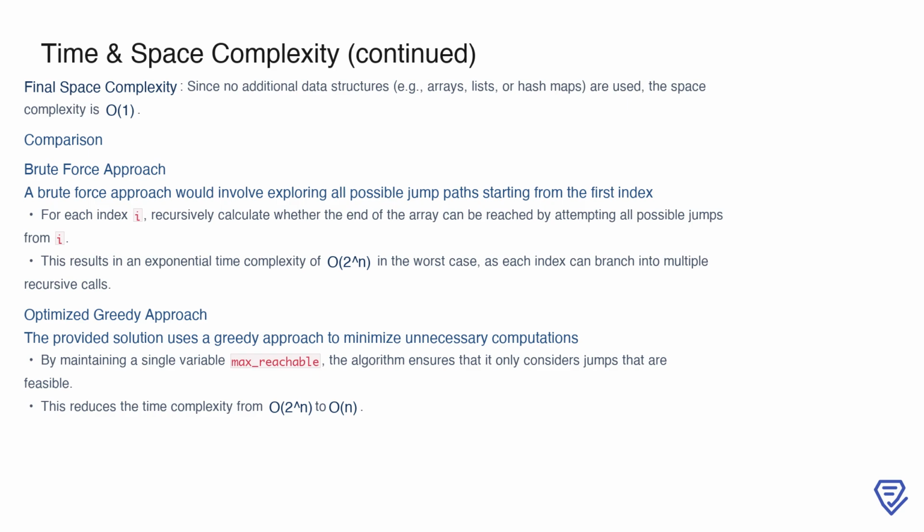To compare, a brute force approach would recursively explore every possible jump path from the first index, attempting all combinations of jumps to see if the end of the array can be reached. This exhaustive search ends up with a time complexity of O(2^n) in the worst case, as each index can lead to multiple recursive calls. In contrast, our greedy approach optimizes this process by maintaining a single variable, max_reachable, which ensures we only consider feasible jumps. This dramatically reduces the time complexity from O(2^n) to O(n), while maintaining optimal space usage.